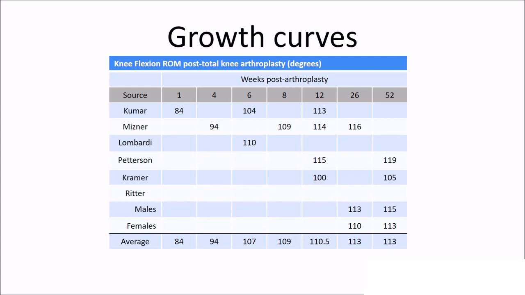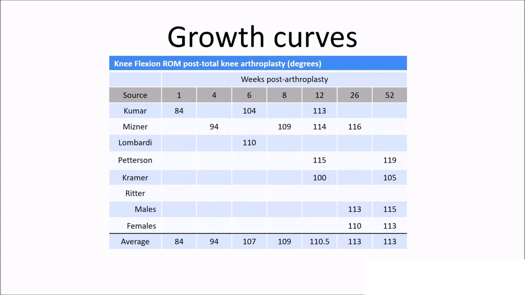And you can see that each particular study, indicated as source, reassessed their patients at different time points. For example, Kumar reassessed the patients at week 1, week 6, and week 12. However, if you look at Peterson, they only assessed the patients at week 12 and week 52.